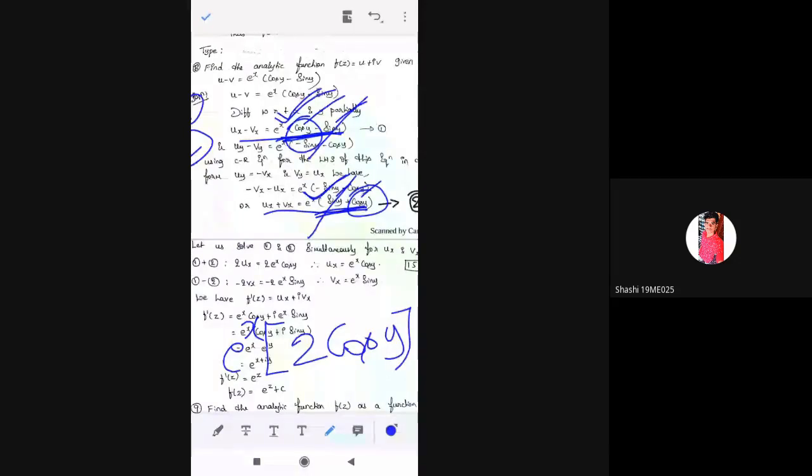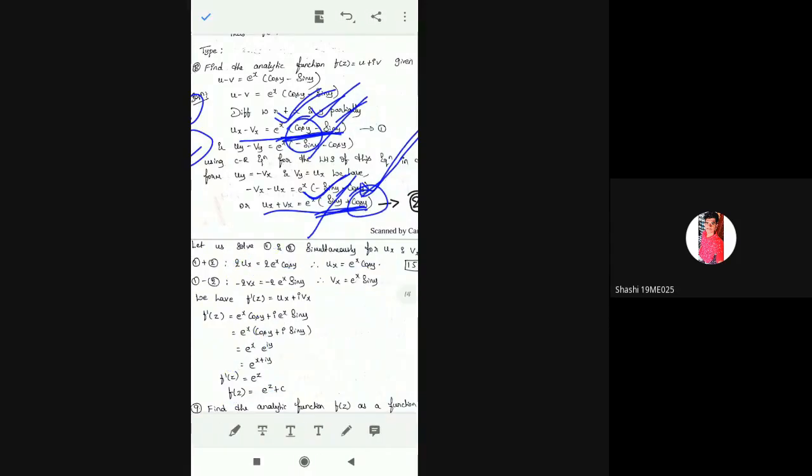And then cos y does not cancel. Why? Because both have the same sign. There also we have plus cos y, here also we have plus cos y. Now e power x of 2 times cos y can be written as 2 times e power x cos y, where 2 and 2 get cancelled to give ux is equal to e power x cos y.